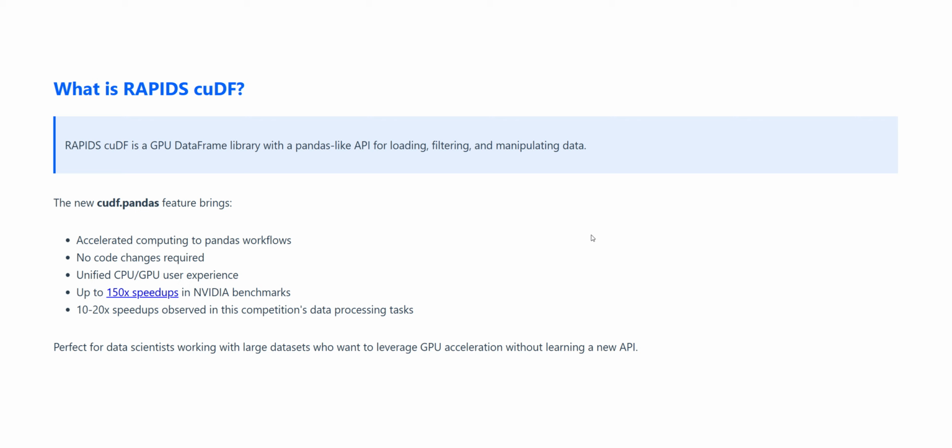So what exactly is RAPIDS cuDF? It's a GPU dataframe library that provides a pandas-like API, allowing you to process data on your GPU instead of your CPU. The really cool part is the cuDF pandas feature, which acts as a drop-in replacement for regular pandas. What does that mean? It means you can take existing pandas code and accelerate it without having to rewrite everything or learn a new API.